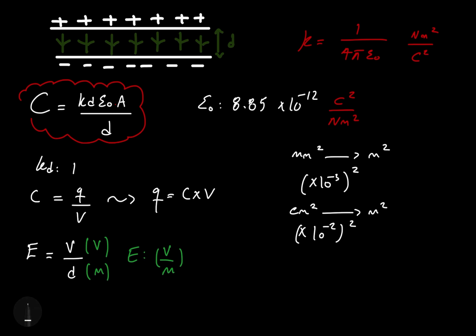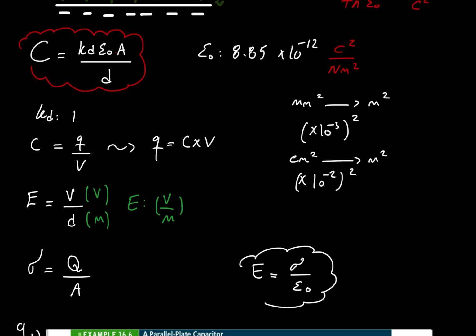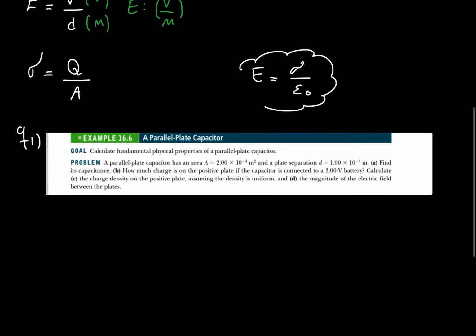There is another variety of formulas that can be quite useful in solving questions regarding capacitors, and they are as follows. One of them is known as the charge density. This might be new to some of you, but the charge density is simply the amount of charge on each plate divided by the area. And using the charge density, sigma, you can actually find the electric field as well. Simply divide the charge density by epsilon 0.